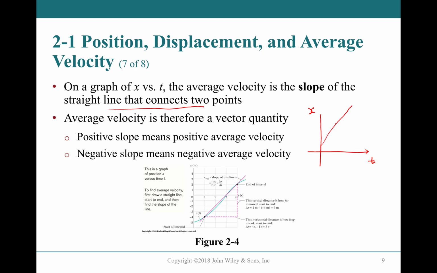And if you want to calculate the average velocity, what you do is use the rise over the run. So this is your delta x, and this is the delta t. Delta x is the rise during this amount of time, delta t. And our average velocity will be equal to rise over run, which is delta x over delta t.